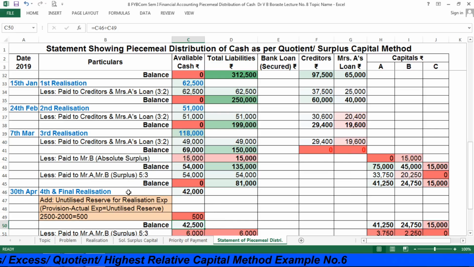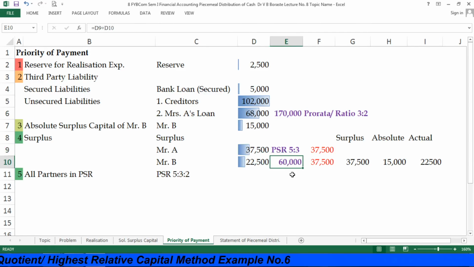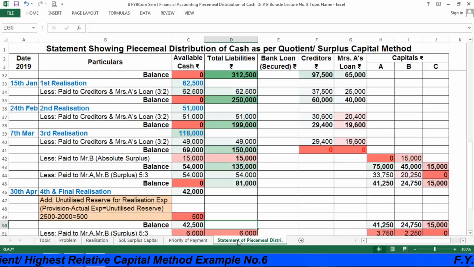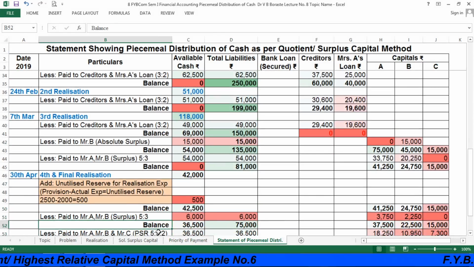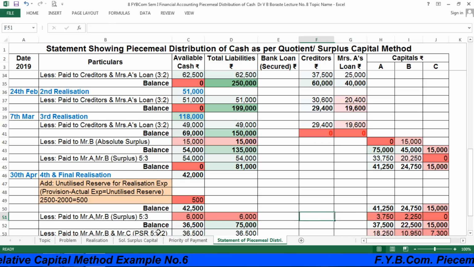After that we have to pay absolute surplus or surplus capital to Mr. A and B. So we have here paid 54,000. Still 6,000 is payable. As you can see here, the total is rupees 60,000. Out of 60,000 we have paid 54,000. That means still we have to pay 6,000 to Mr. A and B, surplus capital, that is 5:3. 6,000 total cash will be reduced and 6,000 total liability will be reduced. So after that Mr. A will get 3,750 and Mr. B will receive 2,250. So surplus is paid.